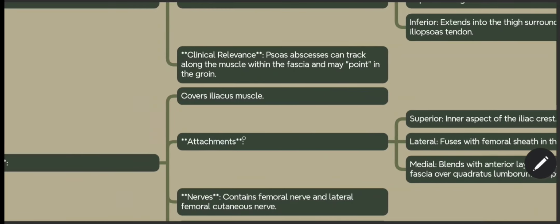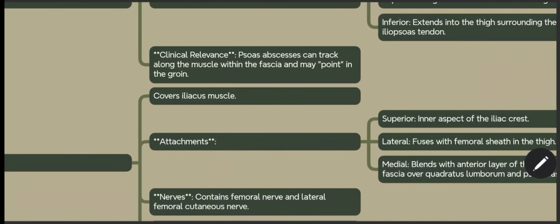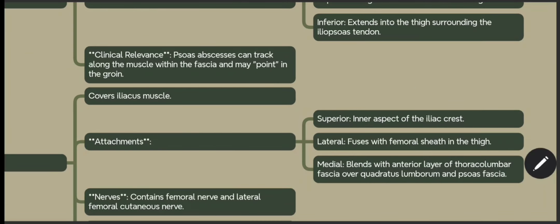So again, to recap, the iliac fascia covers the iliacus muscle. What are the attachments? Superiorly to the inner aspect of the iliac crest. Laterally it fuses with the femoral sheath in the thigh. Medially it blends with the anterior layer of the thoracolumbar fascia over the quadratus lumborum and psoas fascia.